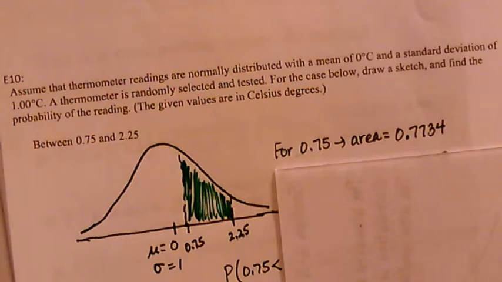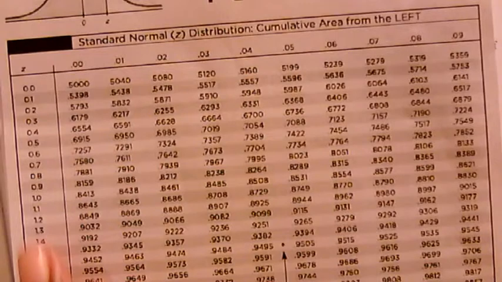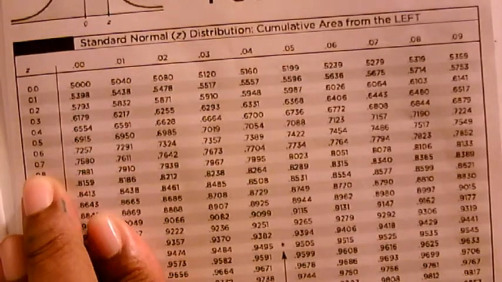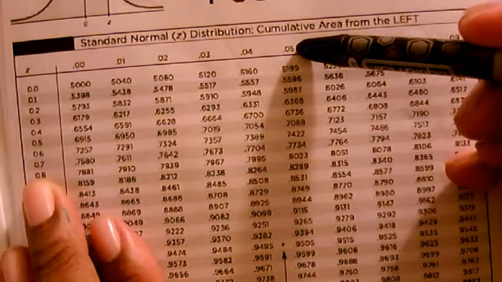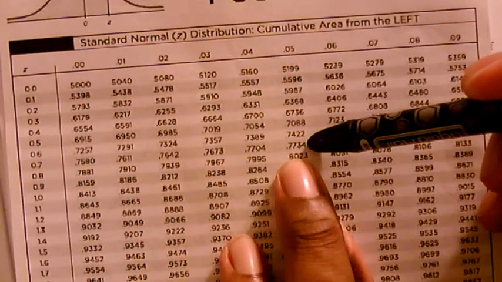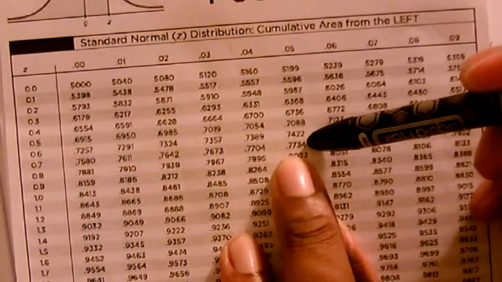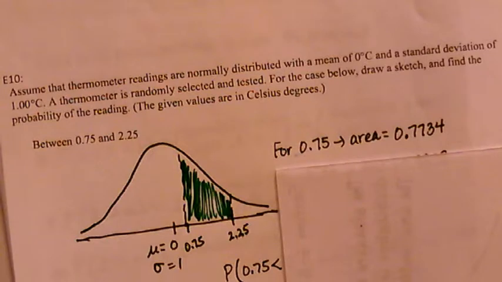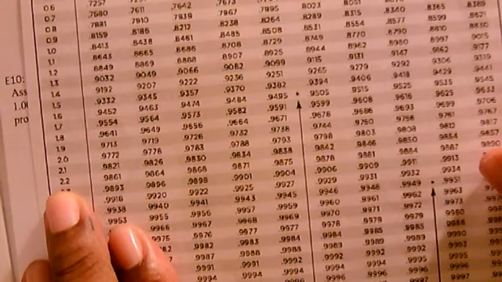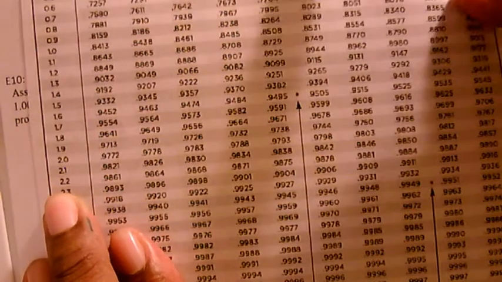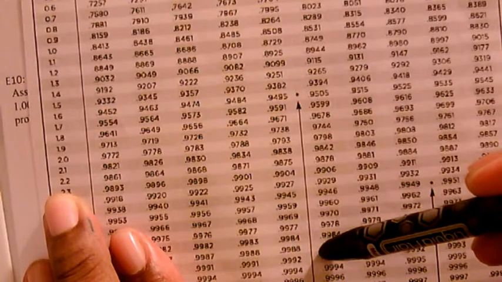So for 0.75, using our standard normal distribution table, go to 0.7 and then 0.05, read across and down. You're going to see it's 0.7734. So the area to the left of 0.75 will be 0.7734. Now for 2.25, you're going to find 2.2, and then 0.05 is going to be this column here.